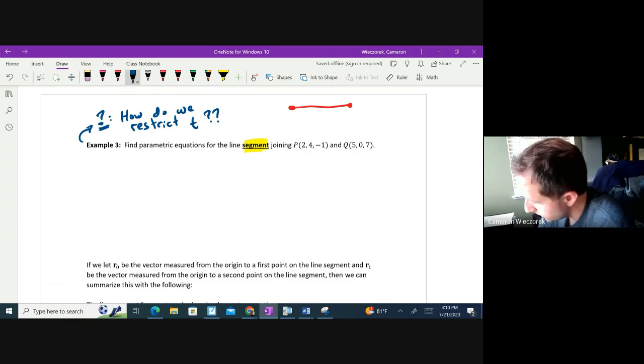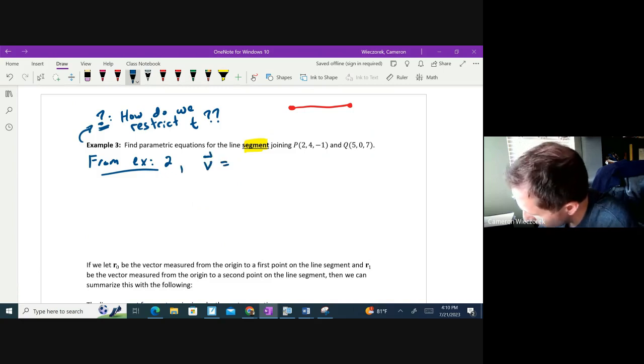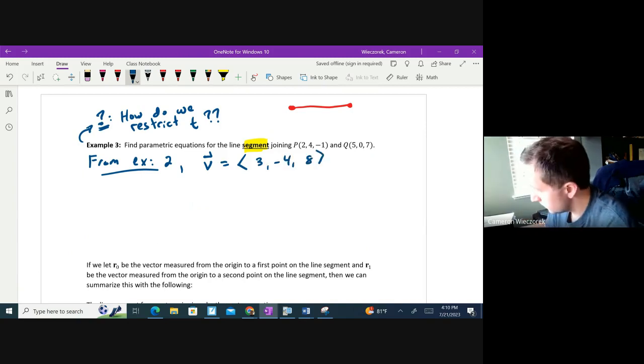Okay, so it's the exact same points I gave you as we had in example 2. So I'm just going to put from example 2. If you need to go back and take a look, do that. Our direction vector was given by the difference of those components. So 3, negative 4, 8. Okay.